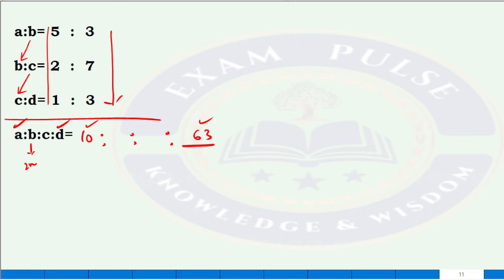Which step it is? Second step. How many denominators? One denominator. Remaining numerators are 2 and 1. Therefore 3 into 2 into 1. Answer is 6. Now what about this C?